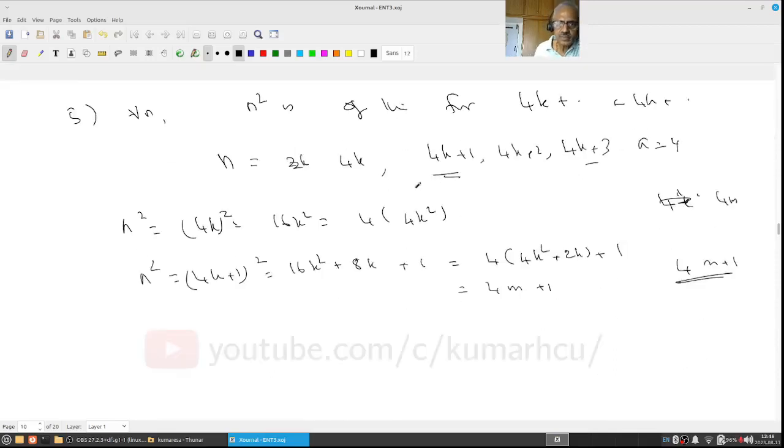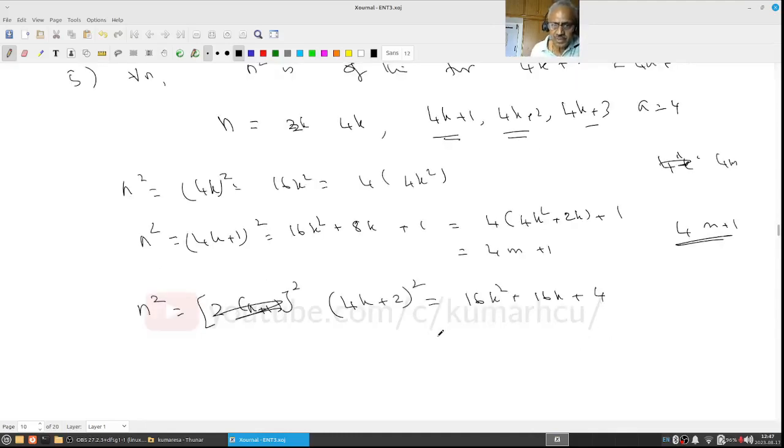Now suppose n is of this form 4k plus 2, whole squared. Do you understand that? I am making a mistake, let me do it so that I don't get confused. That is going to be 16k squared plus 16k plus 4, right? So this is some multiple of 4.